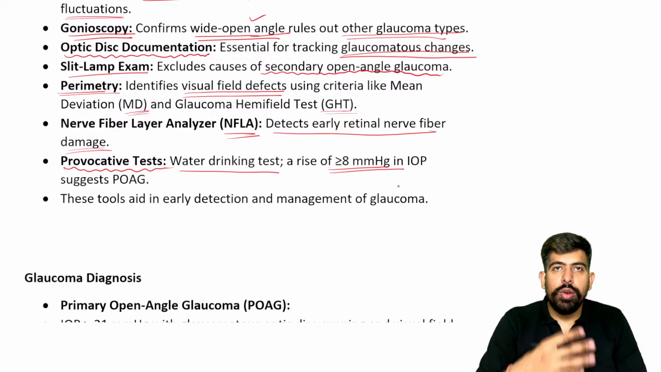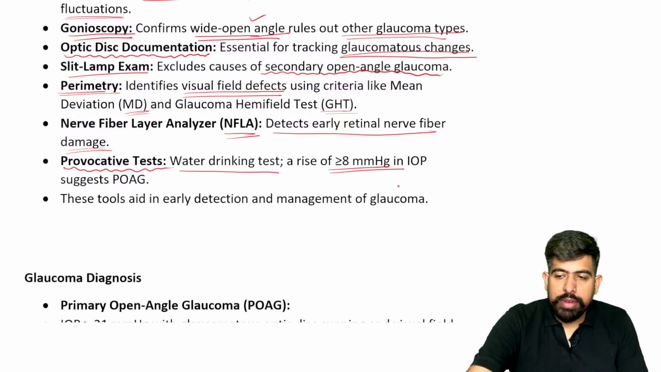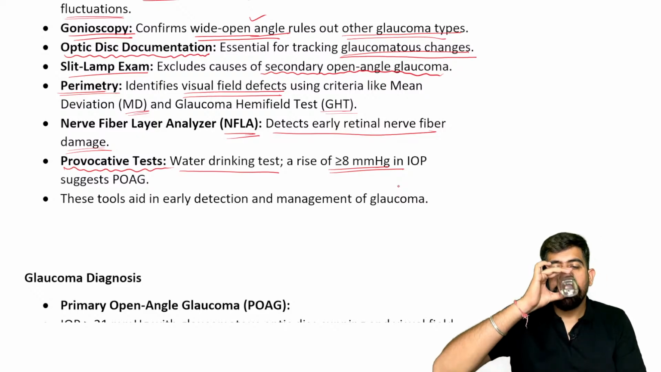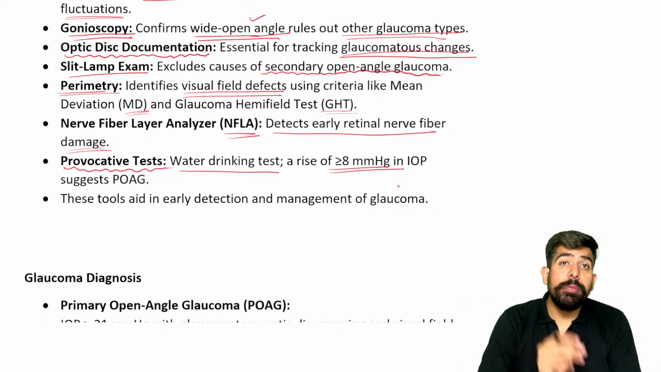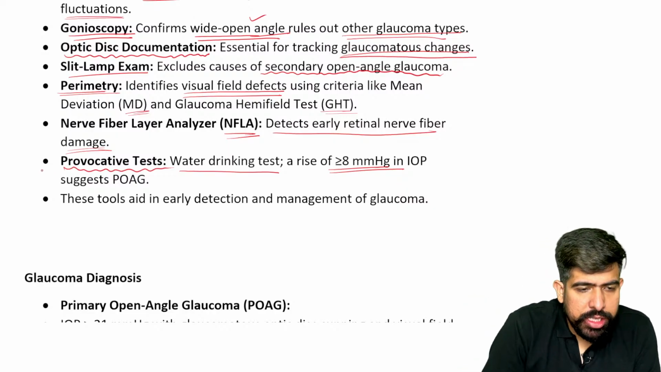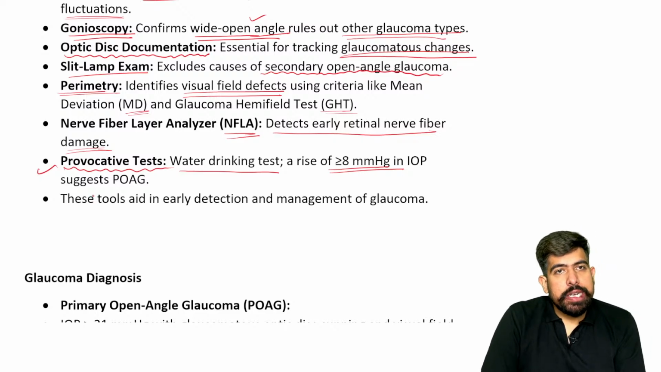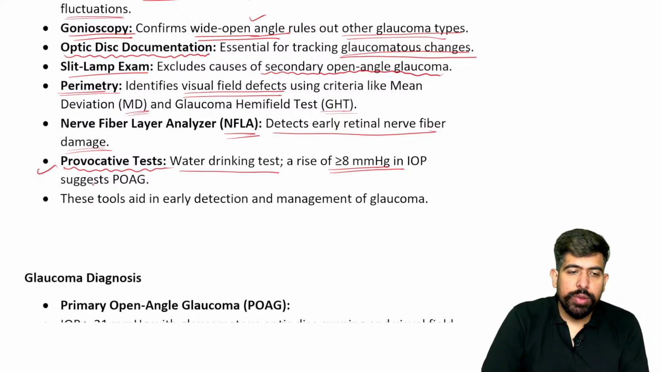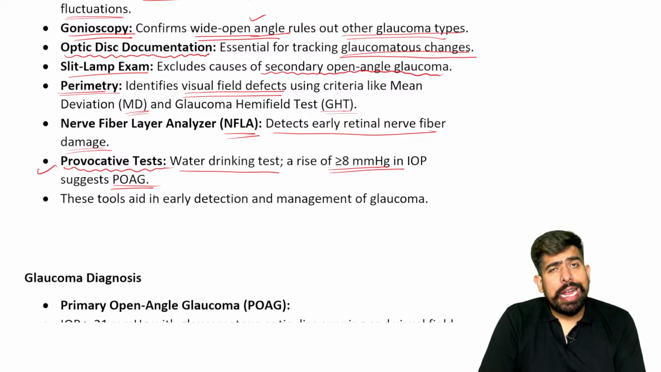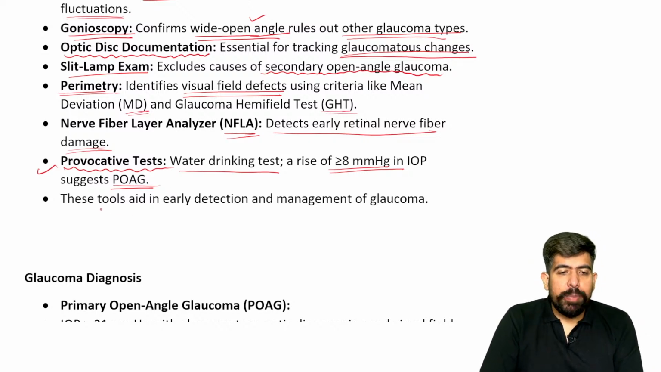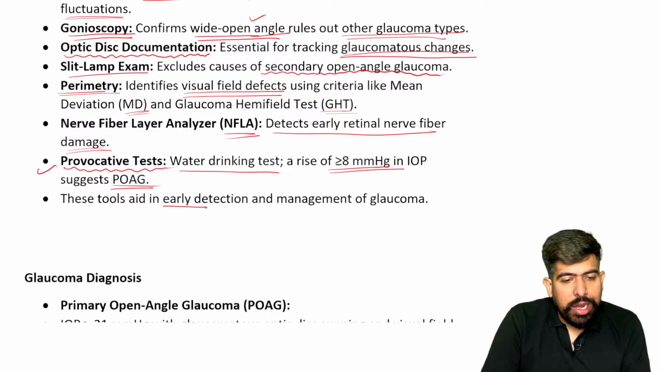If I measure after drinking the glass of water, and there is an increase in the intraocular pressure of more than 8 mmHg, that is known as the provocative test, right? It means we are provoking it, okay? And this is suggestive of open angle glaucoma. And please remember, these tools are for early detection.